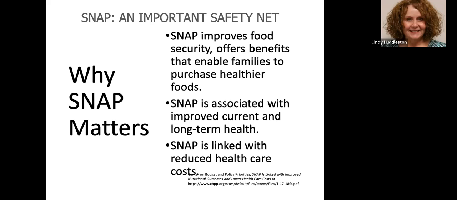SNAP helps households with low income in so many ways. It obviously prevents hunger, and it helps families purchase much healthier foods than they would be able to on their own income. Kids do better in school when they get SNAP. SNAP is associated with improved short and long-term health, and it helps to reduce healthcare costs. Next slide, please.